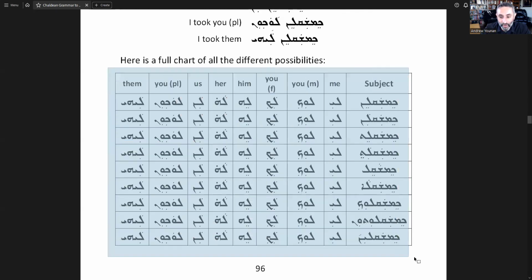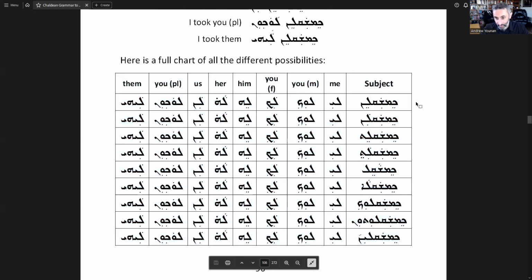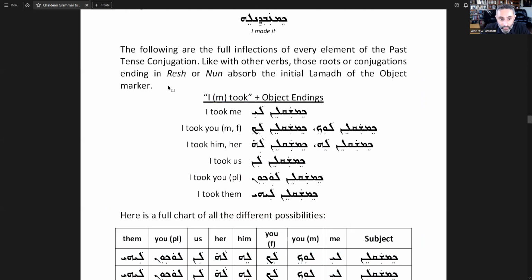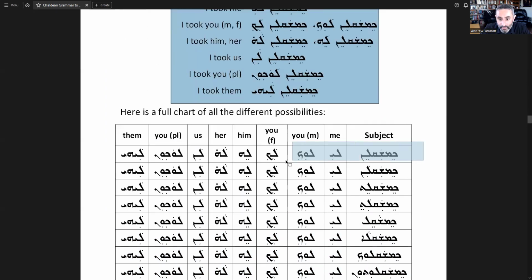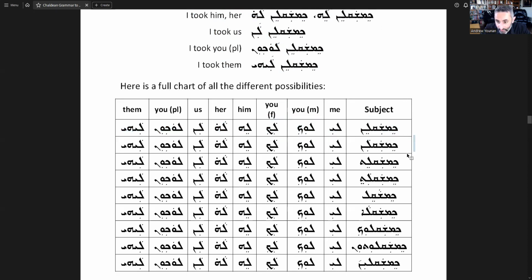This is all the different possibilities with this verb shkal, but there's lots of verbs that you can do this with. So here's what we just saw. This chart right here is this line. Kim shaklin ni, uch, ach, and so on. If you are feminine, kim shaklanni, kim shaklannuch. So I feminine took you, masculine. Kim shaklannach, I feminine took you, feminine. Kim shaklanne, kim shaklanna, kim shaklannan, kim shaklannochun, kim shaklanne.